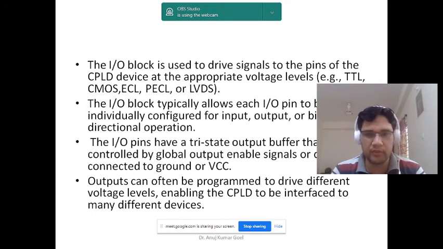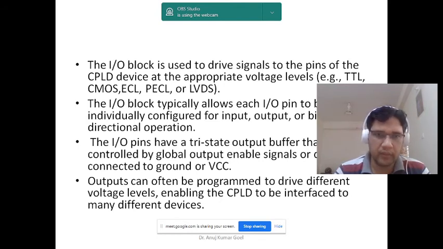Bidirectional means it can be used as either input or output, because when we have the plastic case, different pins are there, and it is not decided whether a pin is used as input or output. So it is the duty of the circuitry present in the input output block to make the pin work as input, as output, or maybe bidirectional, to work for both purposes.